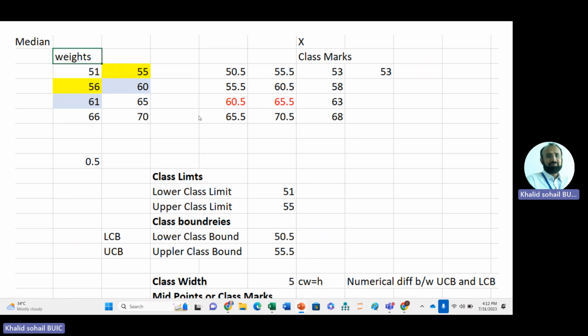Now here we have another concept called class marks or midpoints. These are calculated by taking the average of the upper class bound and lower class bound, or we can take the average of the upper class limit and lower class limit.